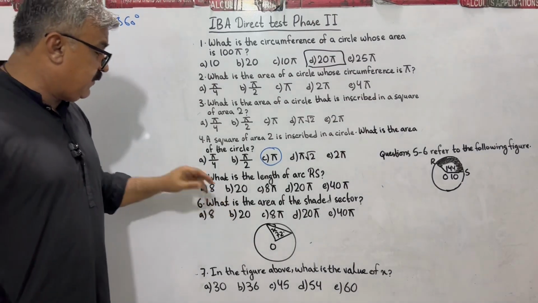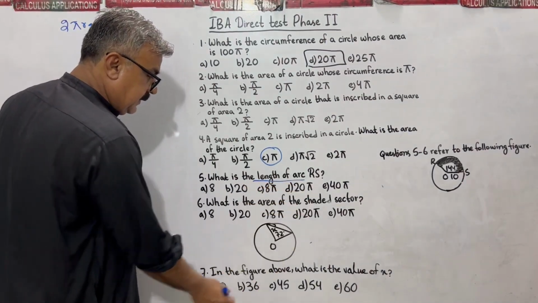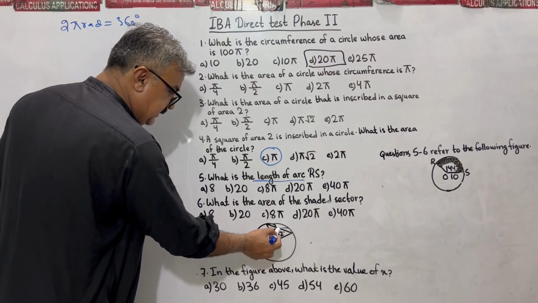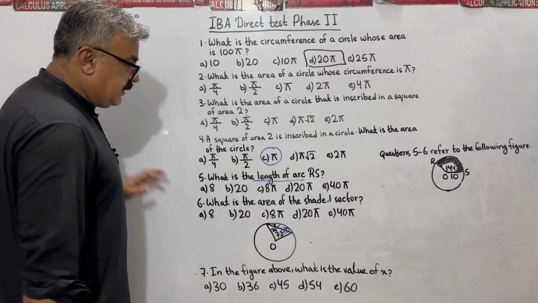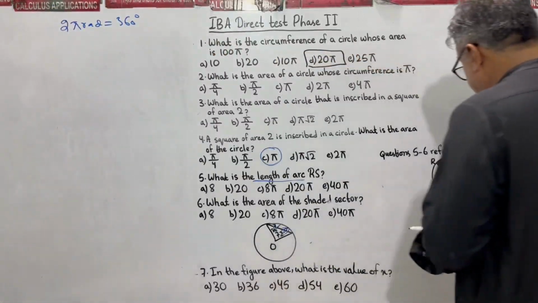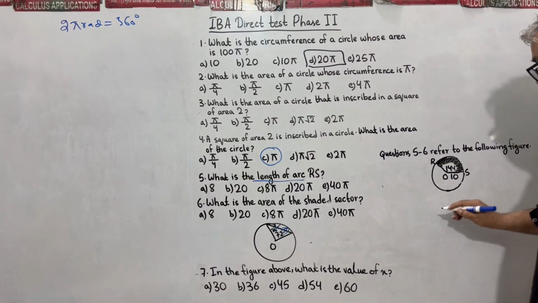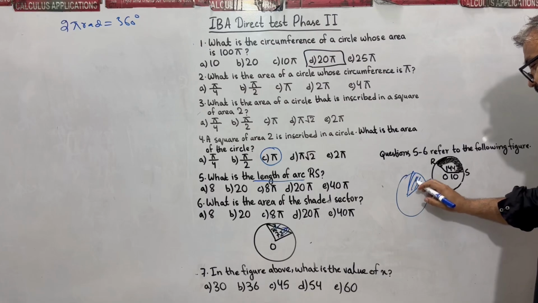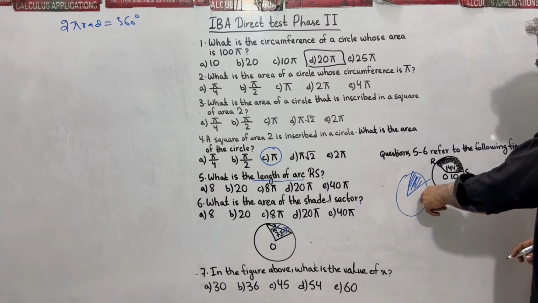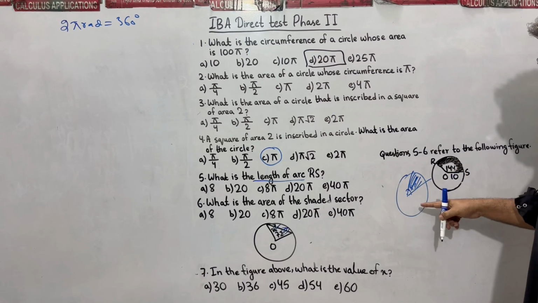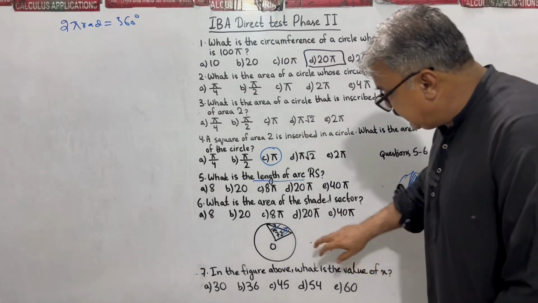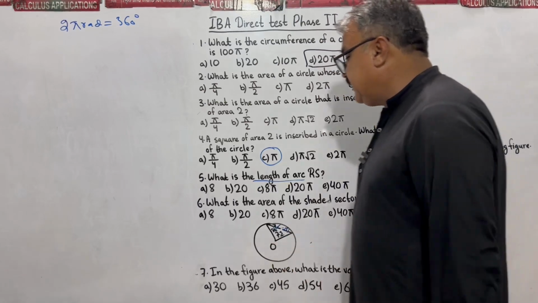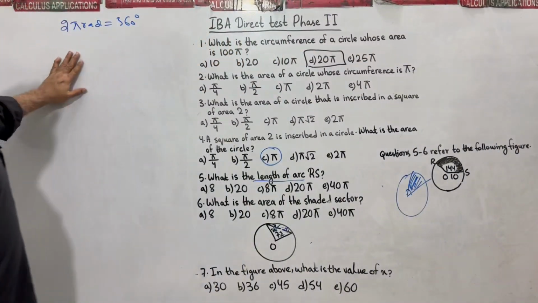Because in case of arc length as well as area of sector, this shaded region is a sector. Let me draw this properly. This shaded region is a sector. For a sector, we need the angle in radians. Okay, let me fix that later. So that is the relation.